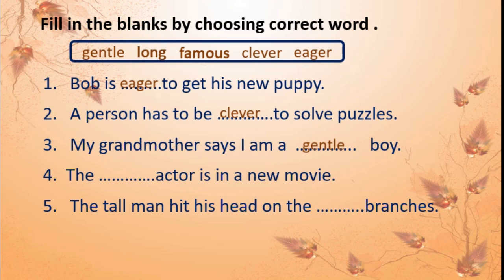Next, the dash actor is in a new movie. Long actor? No, we don't use long. Famous actor, isn't it? Well-known actor. The famous actor is in a new movie. Last one, the tall man hit his head on the long branches. Isn't it? Like this, if you know the meaning of the given words, you can easily put them in the empty places.